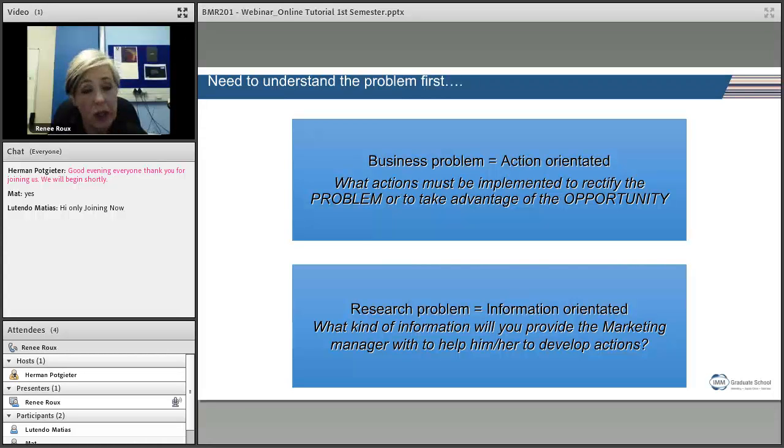But that is not your research problem. Your research problem is information orientated. So, what kind of information are you going to give that business or marketing manager to help solve the business problem, or to take advantage of the opportunity, to understand the opportunity and to implement actions to take advantage? So the research will provide information. The business problem is how are you going to take action. That's the difference between the two.